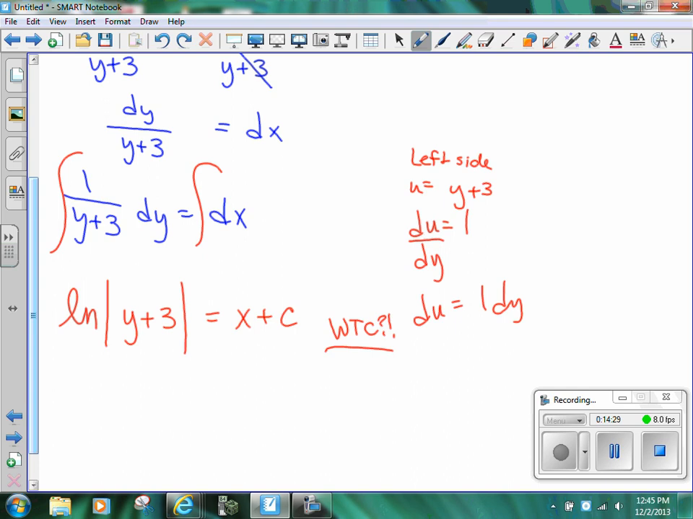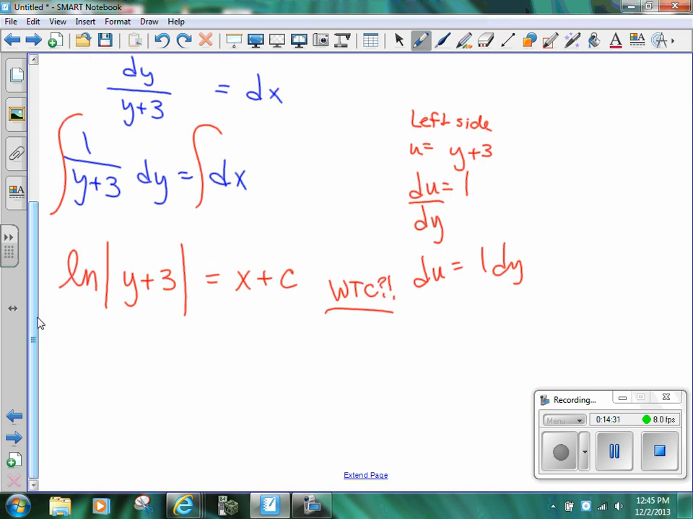What the crap? Here's the what the crap piece. I've got to solve it for C or for what variable? Y. Either one of those. I cannot have that natural log thing in there with that absolute value. So how do I get rid of a natural log? Introduce e to both sides of the equation.